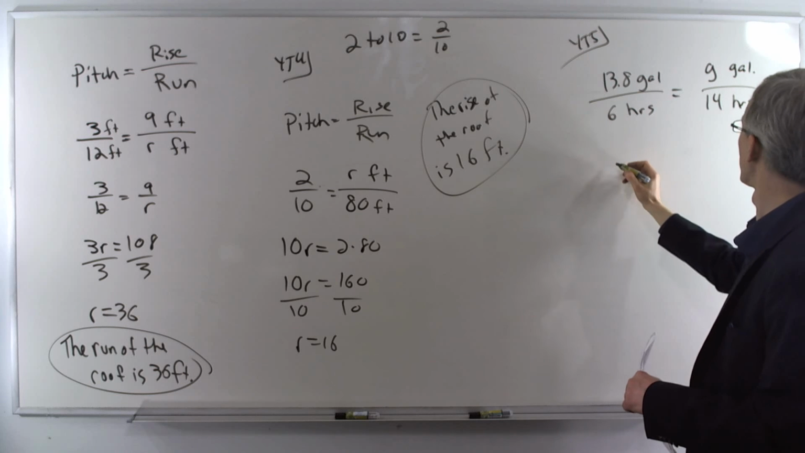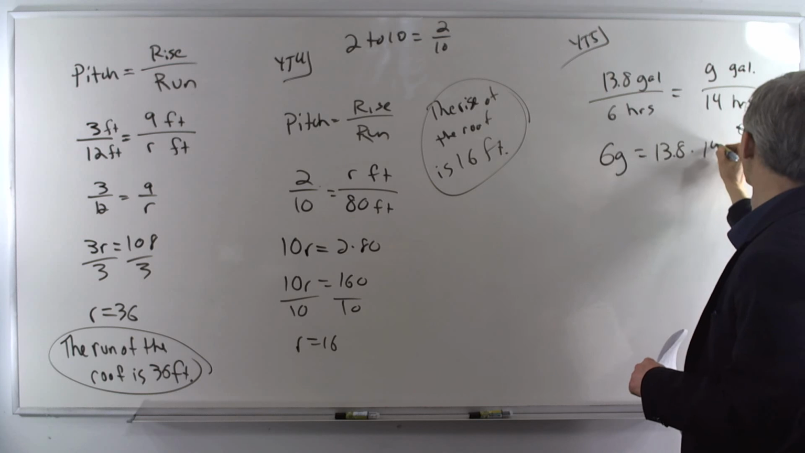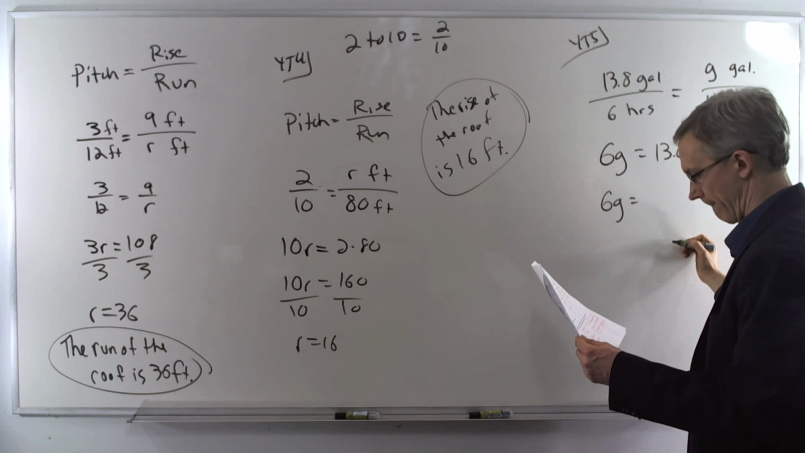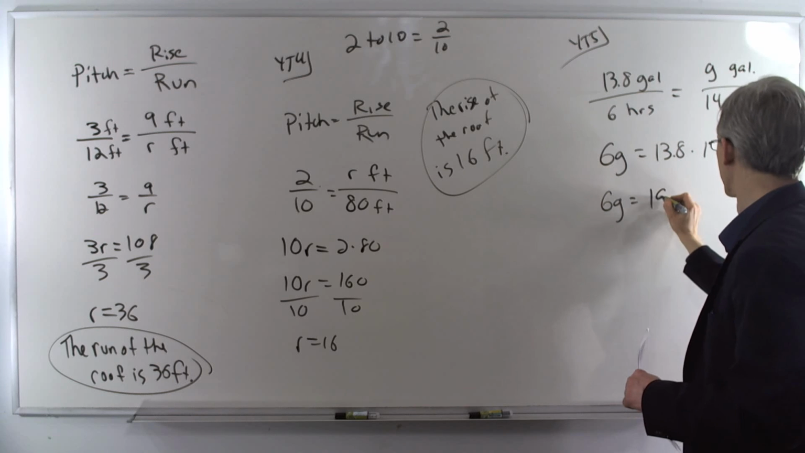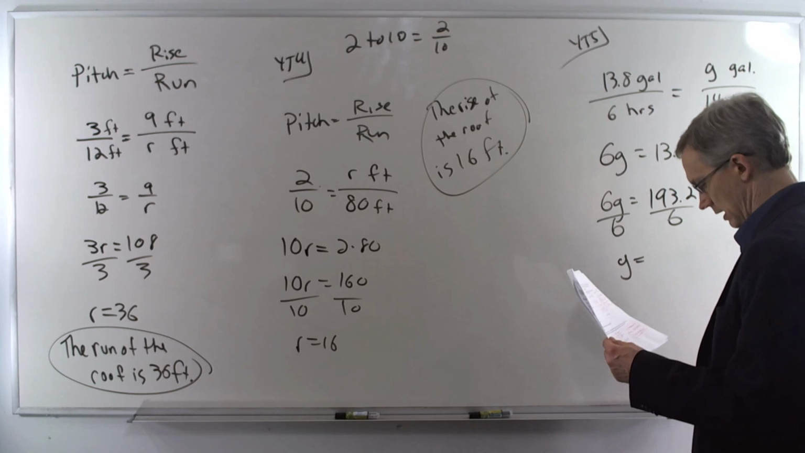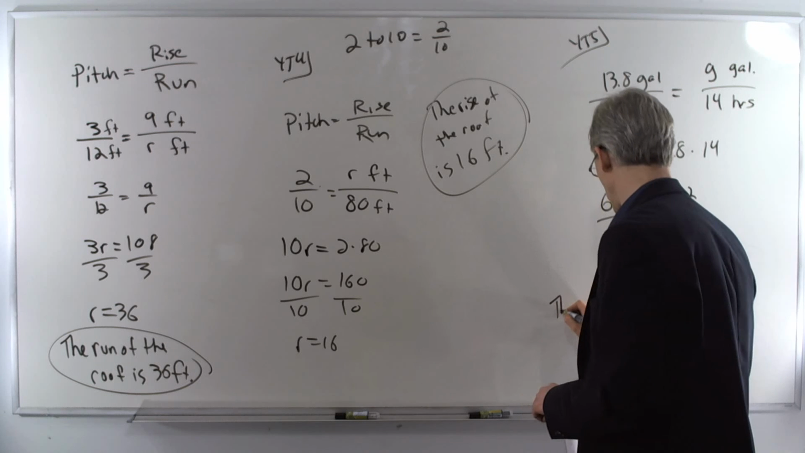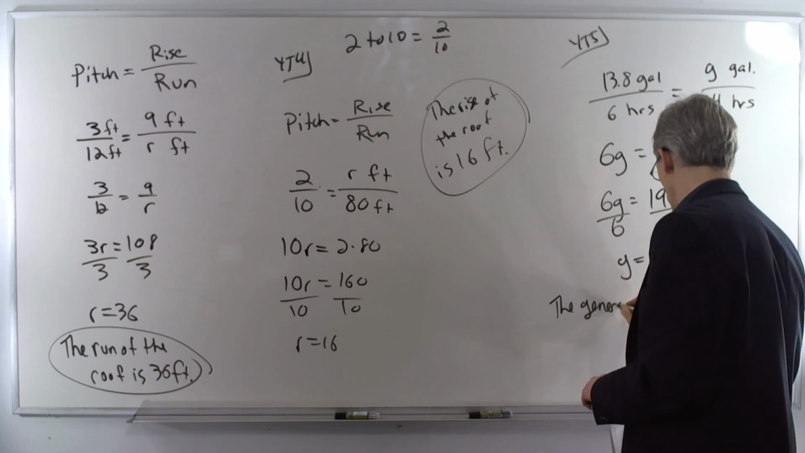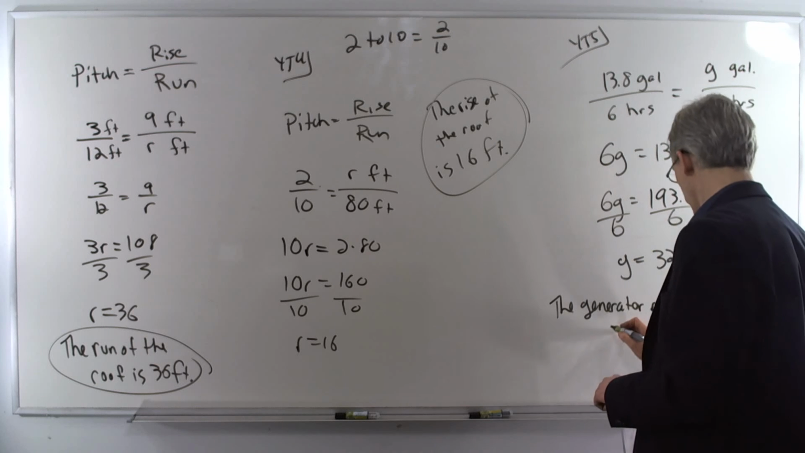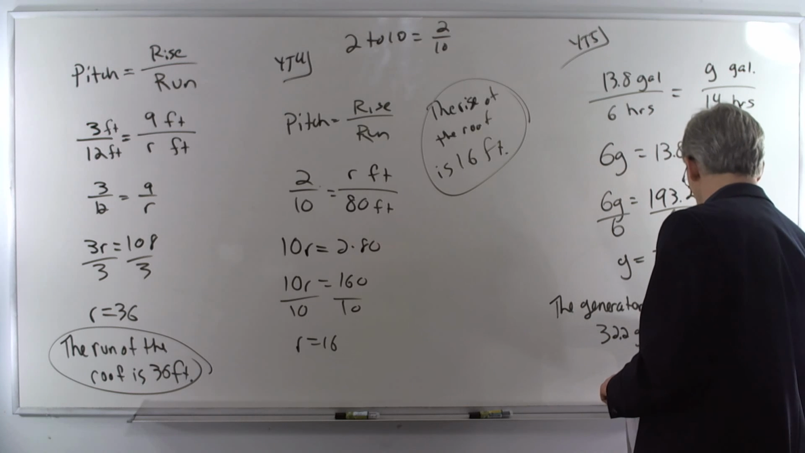Cross multiplying here, that gives us 6G equals 13.8 times 14. So 6G equals 193.2. Divided by 6, and G equals 32.2. The generator requires 32.2 gallons of fuel.